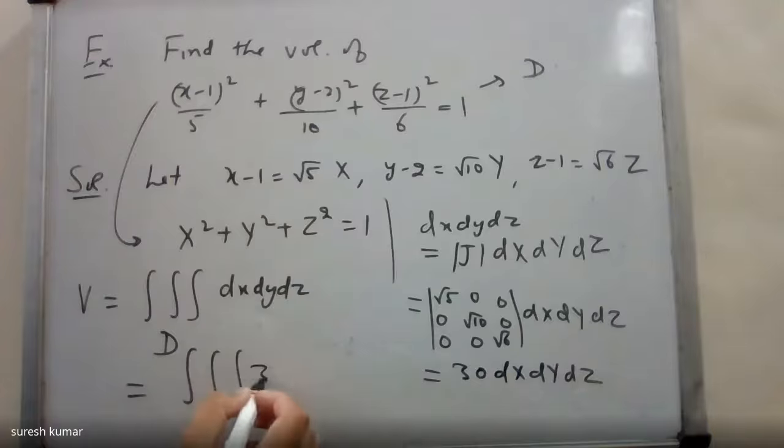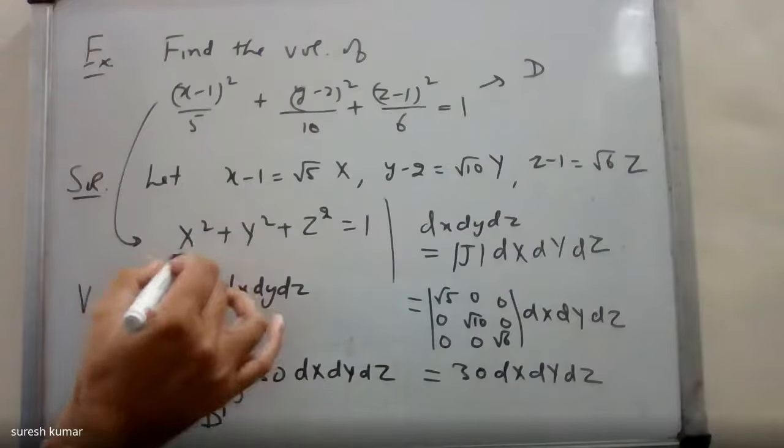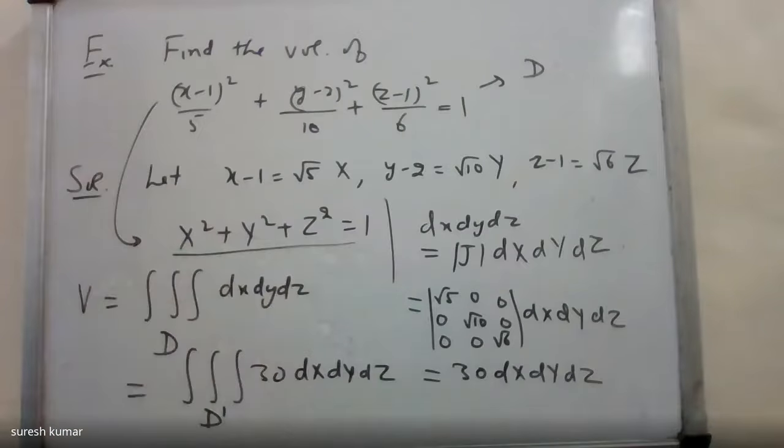So this changes to 30 times dx dy dz. But now the region of integration is the region inside the sphere. Okay. So for this region, again you can use spherical coordinates and solve it. Alright.